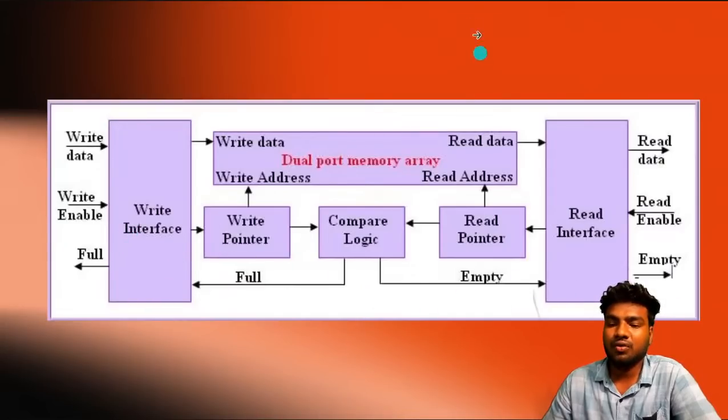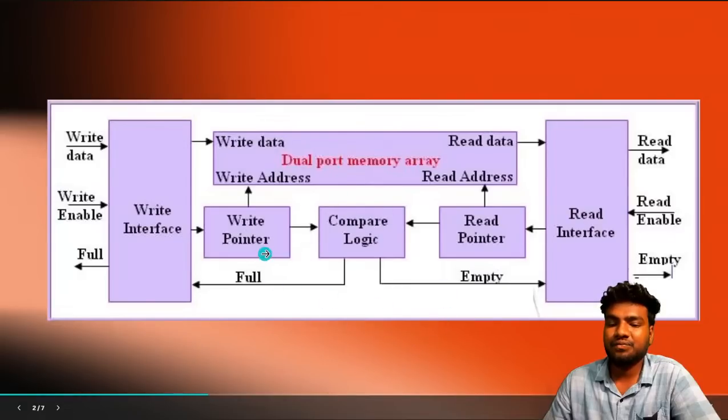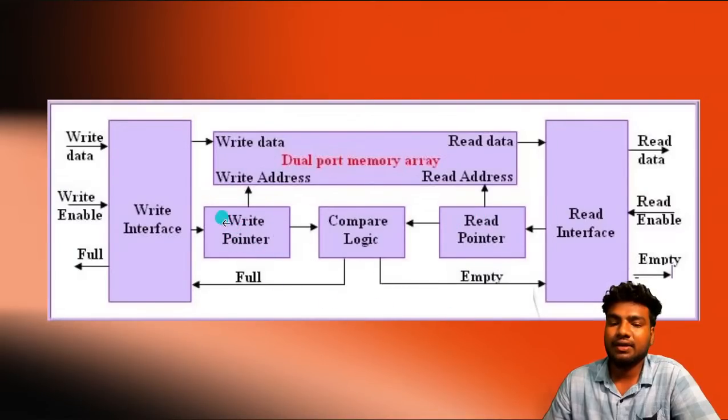Full condition means if all memory locations are filled, our FIFO will be in the full condition. How can we know? By using a counter we can count the write operations and read operations. If the count is 16, or anything, it is your wish, the size of your memory, we can say it is a full condition. If the count is less than the memory locations, we can say it is in the empty condition. So based on the count value we can say full and empty. And also by using the write pointer and read pointer, we can write into memory and read out from the memory. So this is the FIFO architecture.